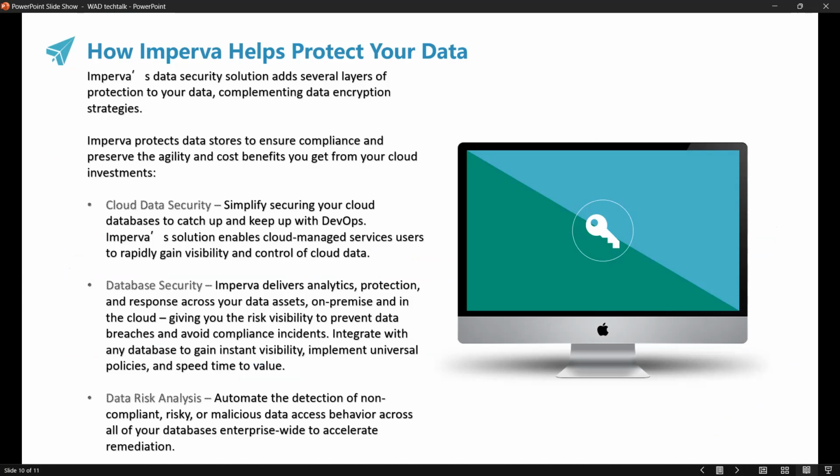Cloud data security. Simplify securing your cloud databases to catch up and keep up with DevOps. Imperva's solution enables cloud managed services users to rapidly gain visibility and control of cloud data.